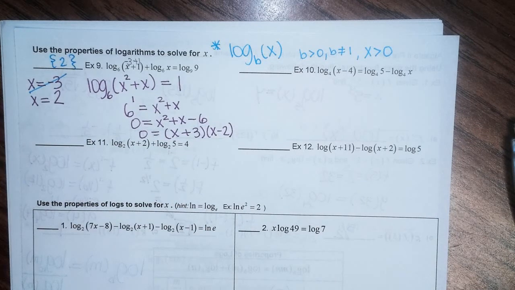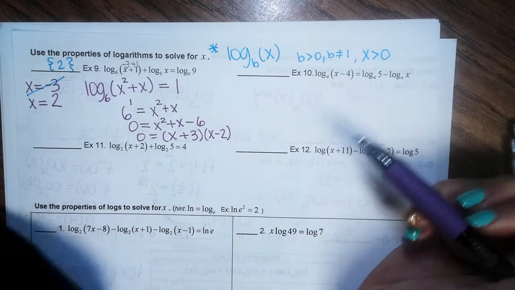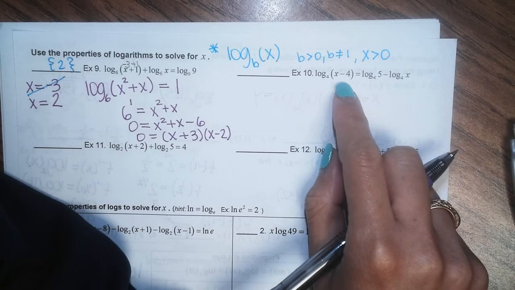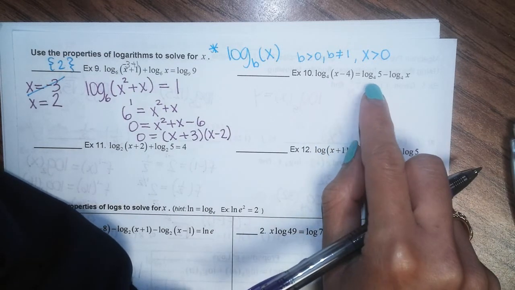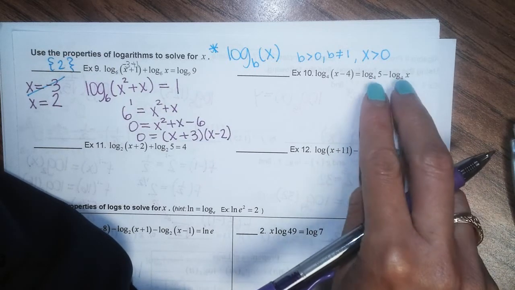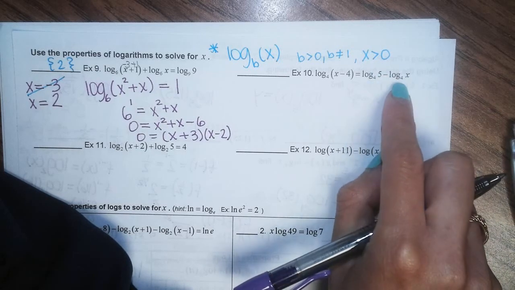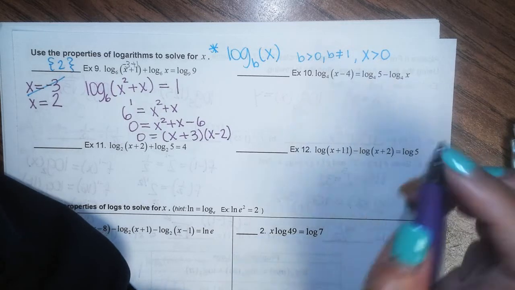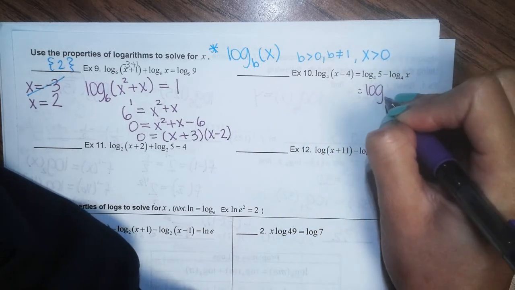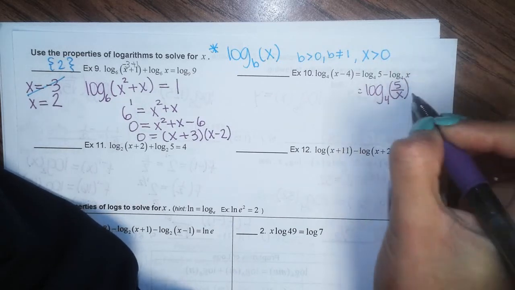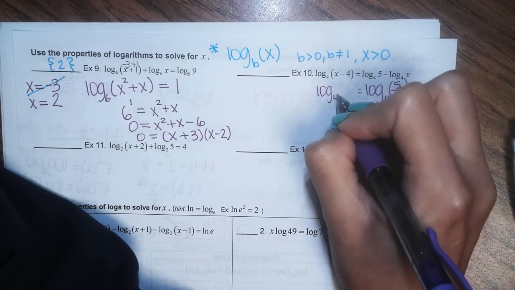And I will just keep trying and practicing these. So let's try it again on examples 10, 11, 12. Number 10. Log base 4 of x minus 4 equals log base 4 of 5 minus log base 4 of x. These two logs, since they are the same base, can be combined into one single one. And because you are subtracting, that means you're going to divide, 5 over x, equals log base 4 of x minus 4.